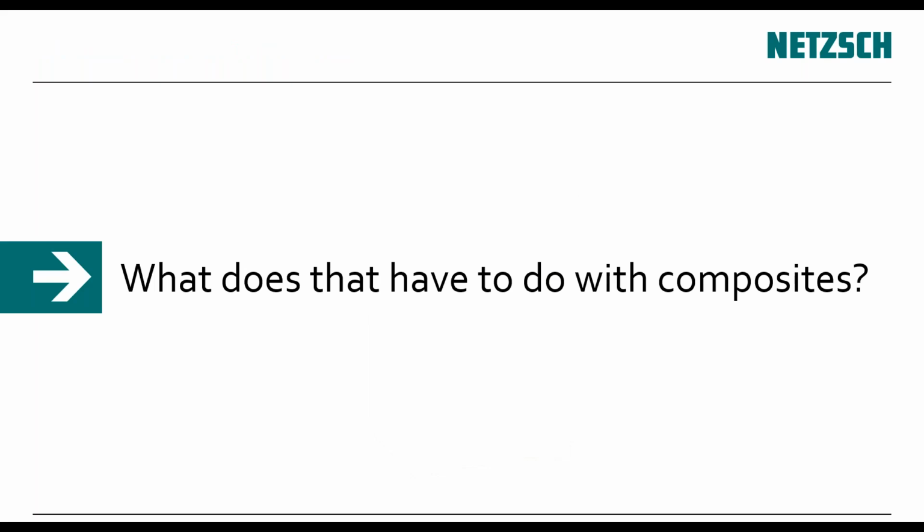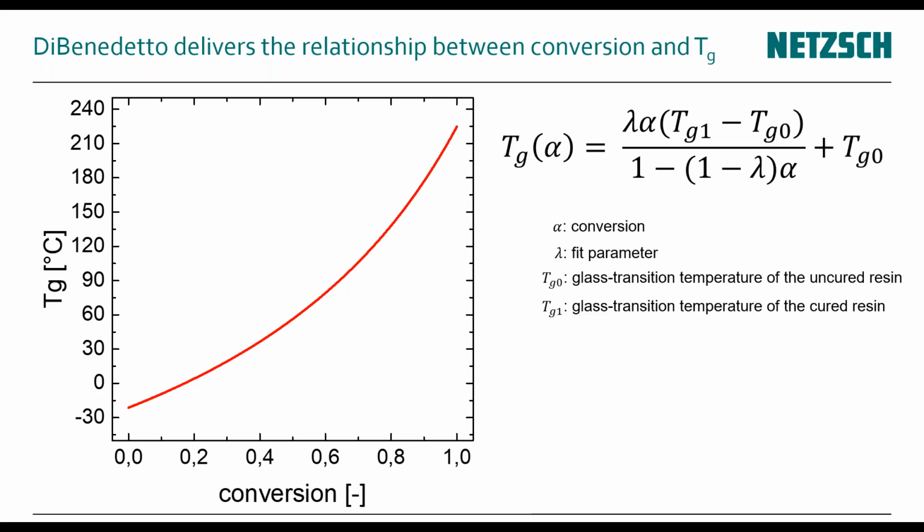Now, I've been talking about these parameters. What does it have to do with composites? I said the behavior is very much the same for composites as well. And for that, we need some relation. If you didn't encounter this, don't worry about the formula up there. You can just look it up in every textbook. But the Di Benedetto relation delivers the relationship between conversion and the glass transition temperature.